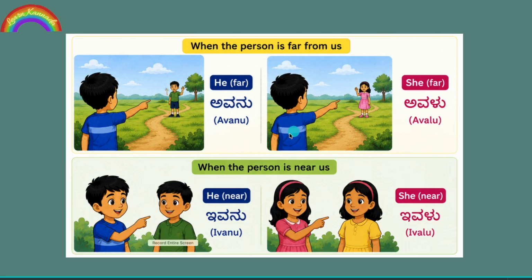So remember, Avanu and Avalu are used when the person is far from us. Ivanu and Ivalu are used when the person is near us. Today we learned how to use he and she in Kannada and practice some simple sentences. Keep practicing these sentences and try using them in your daily conversations.